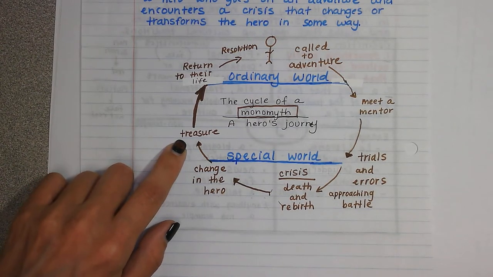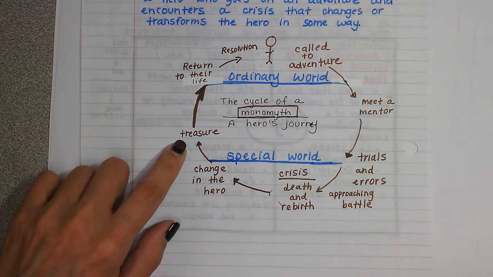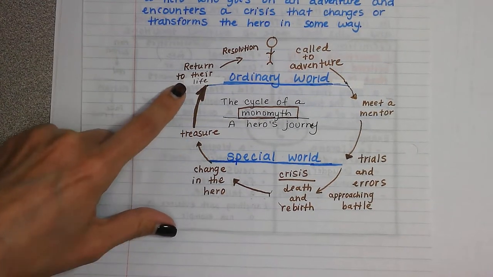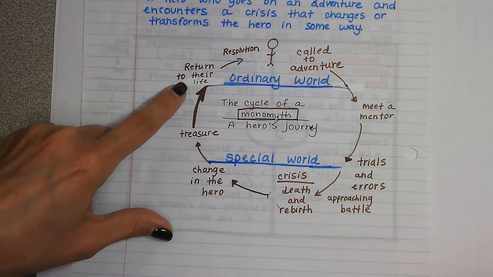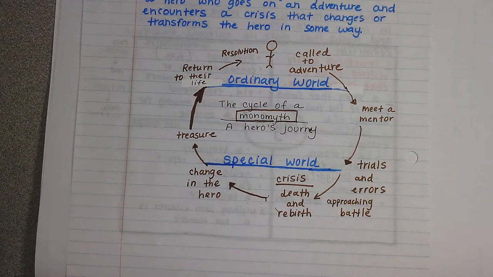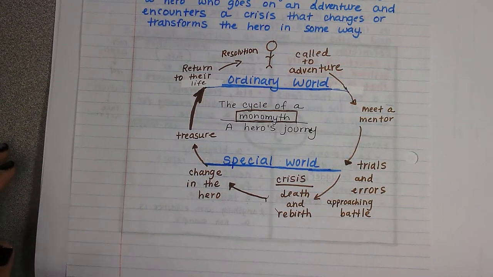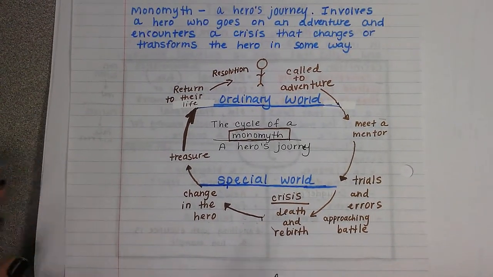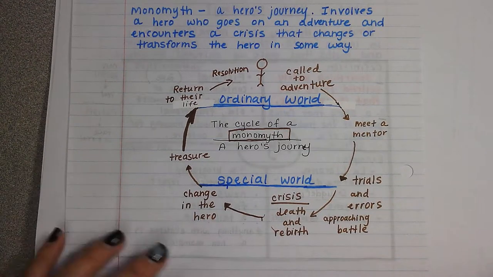They overcome their challenge and they gain some type of prize or treasure, as we call it. And then, of course, they return to their ordinary world, and that is where they finish up the story and it kind of resolves in some way whatever problem they were trying to overcome. Okay, so let's go ahead and try and somehow recreate this, right?